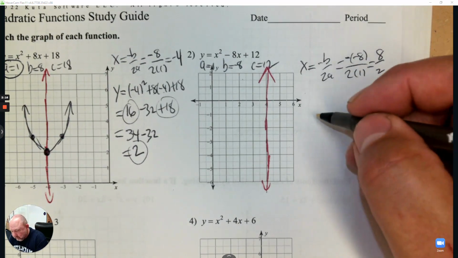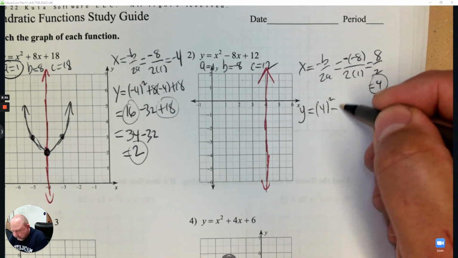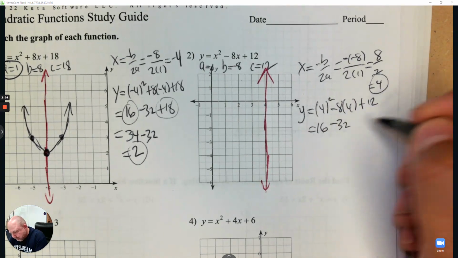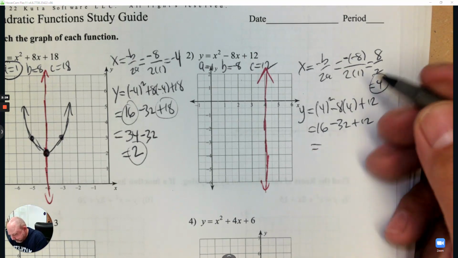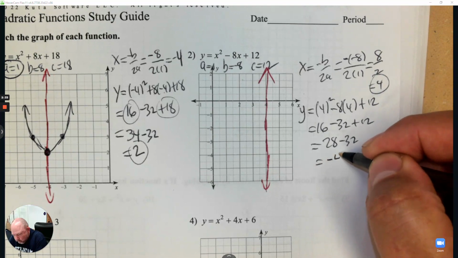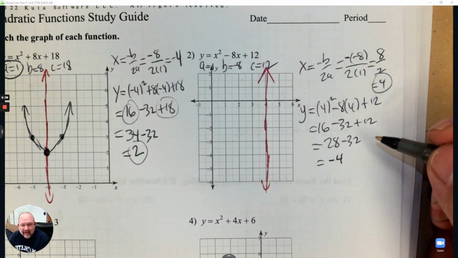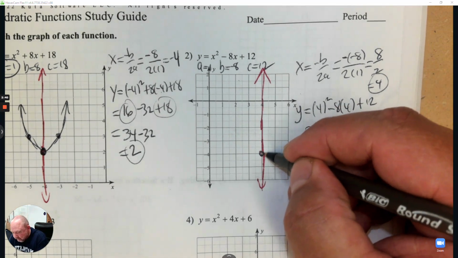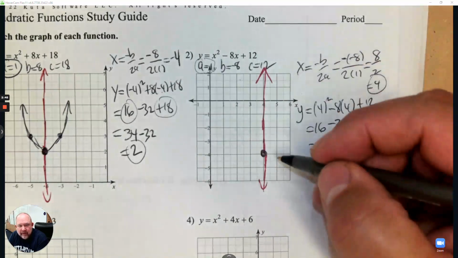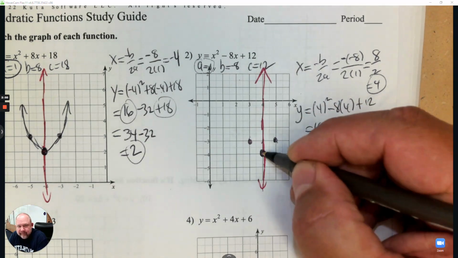Next, write down y equals, and then put 4 into the equation and solve it. Sorry. If I solve it, I get negative 4. So count down to negative 4. Put your point there. And then A is equal to 1. So from there, we go up 1 to the right and up 1 to the left. And then draw your parabola.